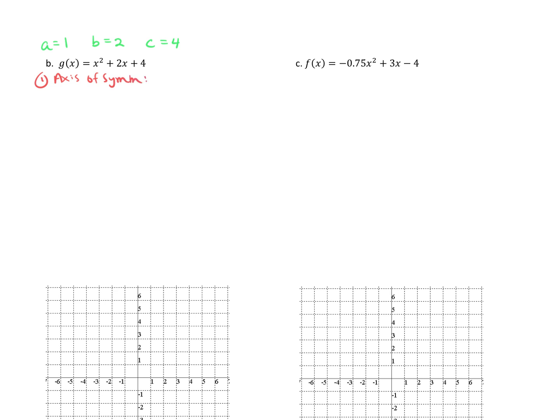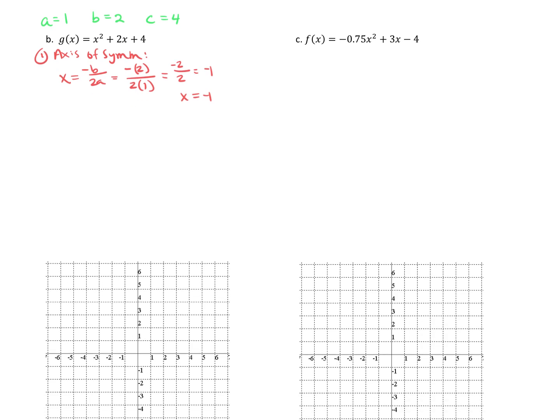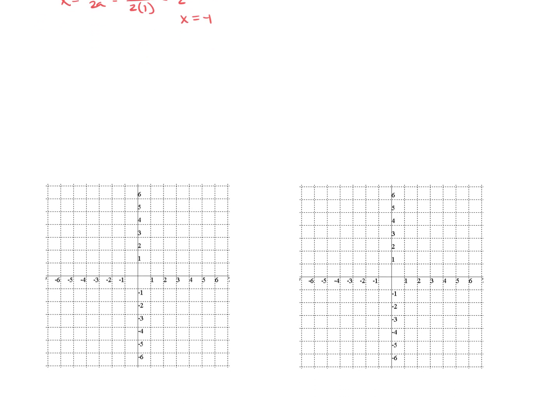We're going to do that by using our little formula x equals negative b over 2a. So negative, parentheses, our b is 2, over 2 times, parentheses, a is 1. We have a negative 2 over 2, which is negative 1. So our axis of symmetry is x equals negative 1. So we go to our graph and we draw in that vertical line at x equals negative 1.